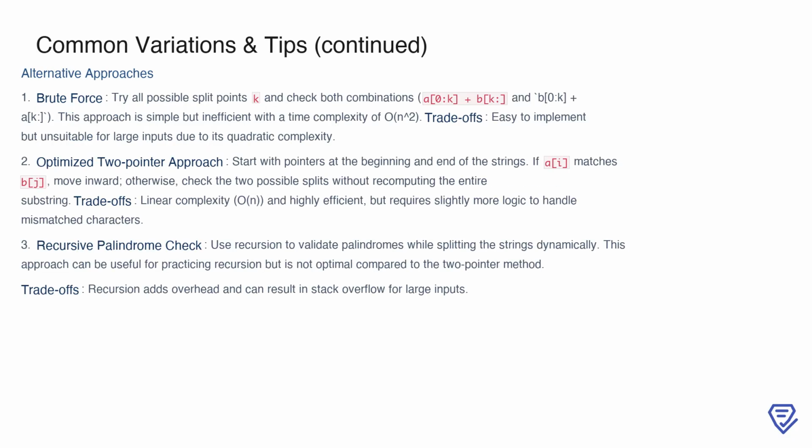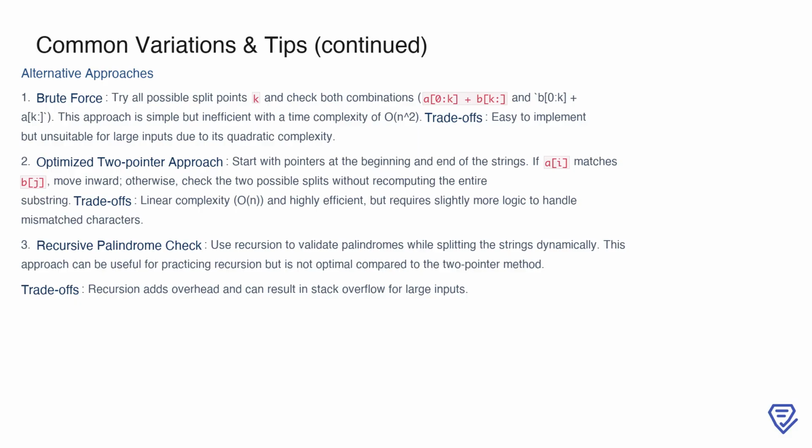There are also alternative approaches you may encounter or consider. A brute force method involves trying all possible split points k and checking both combinations, A[0:k] plus B[k:] and B[0:k] plus A[k:]. While simple and easy to implement, this approach has a time complexity of O(n²), making it unsuitable for larger inputs. A more efficient solution is the optimized two-pointer approach.